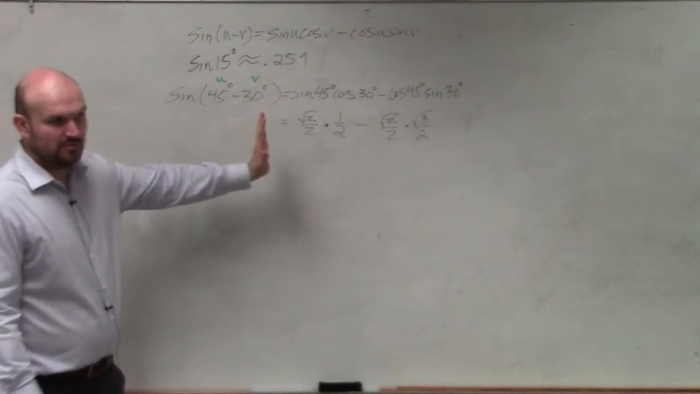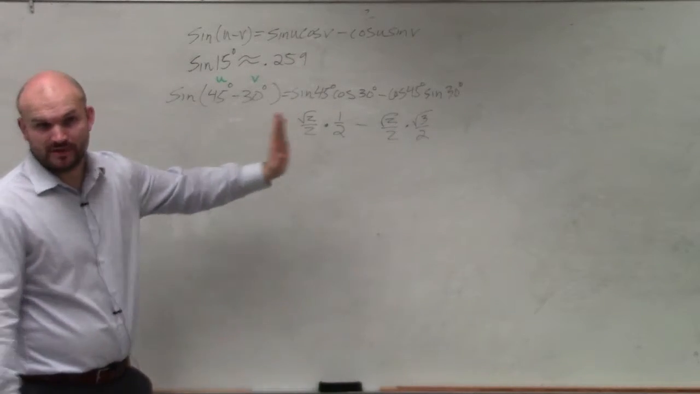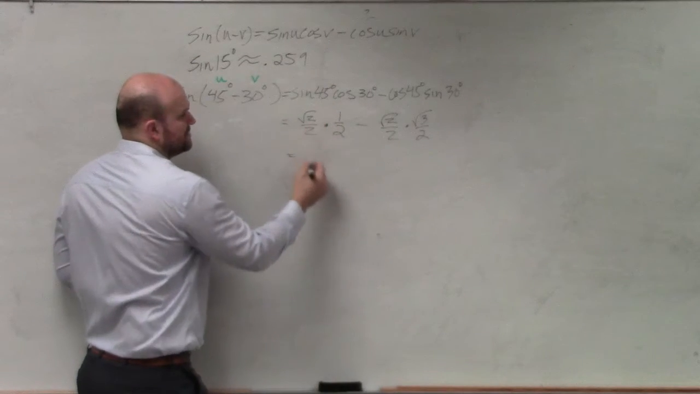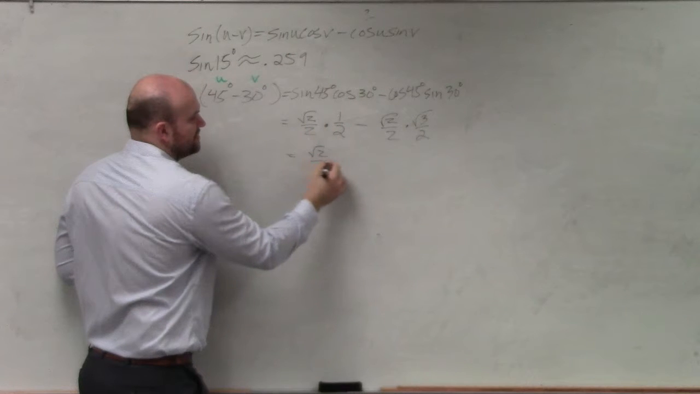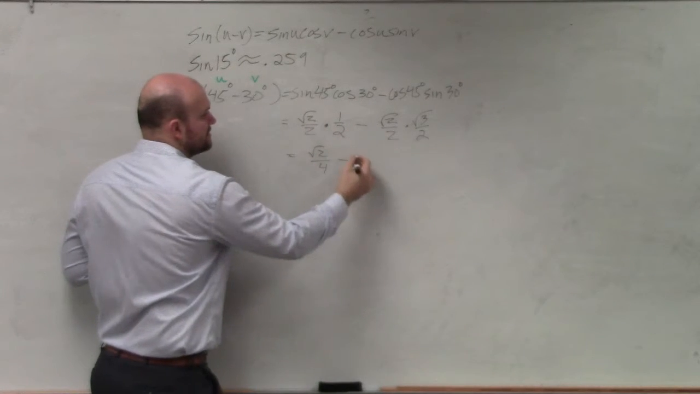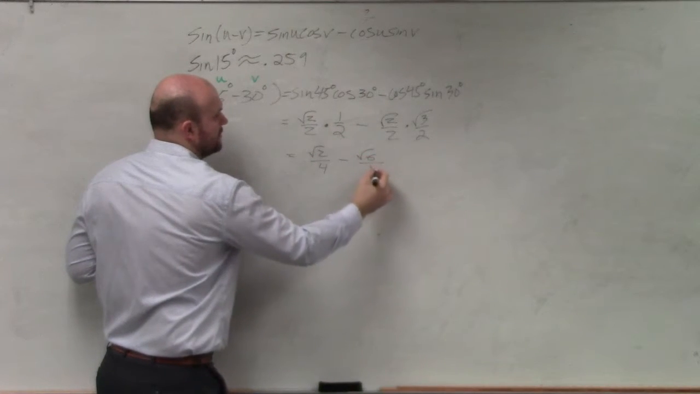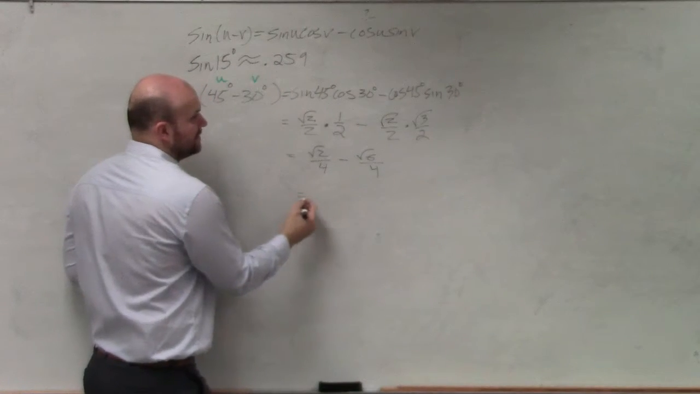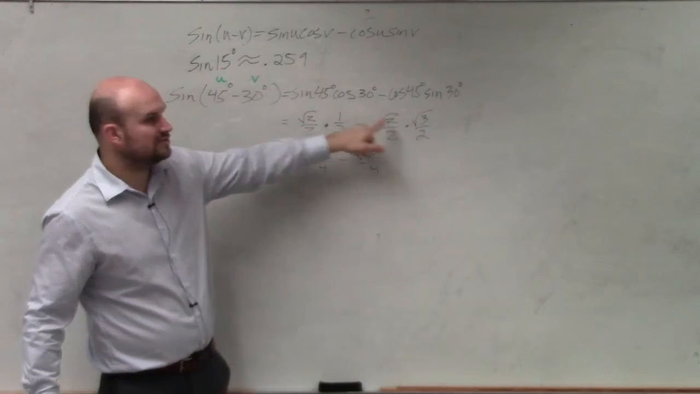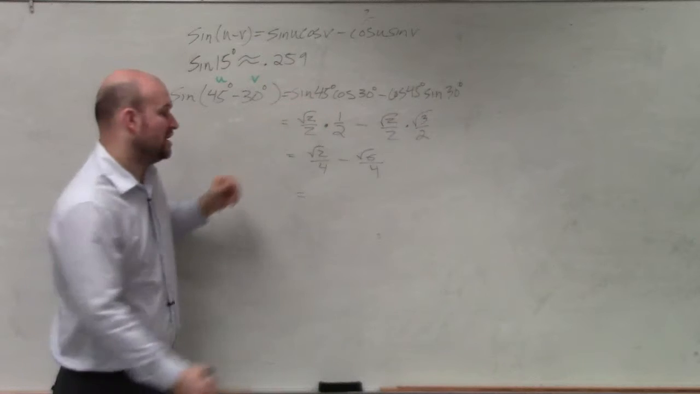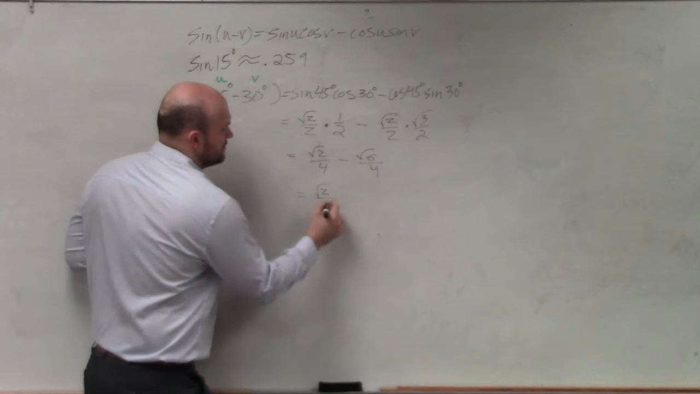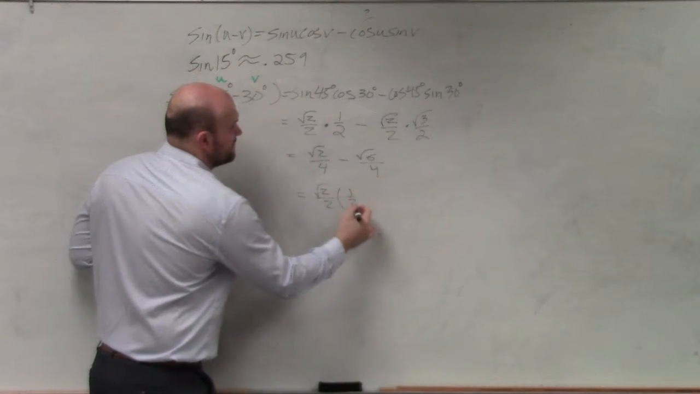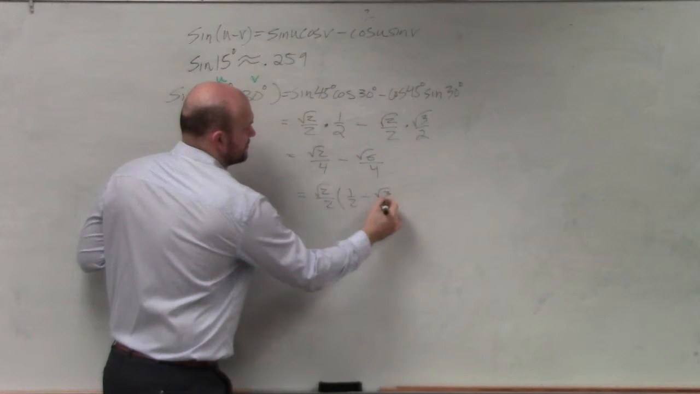Now, I can just multiply. Remember, when you're multiplying fractions, you just multiply straight across. Square root of 2 times square root of 3 is the square root of 6. 2 times 2 is 4, minus the square root of 2 over 4. Another way to look at it, do you guys see how these both have the square root of 2's? You could also factor out a square root of 2. I'm just showing you different mathematical representations.